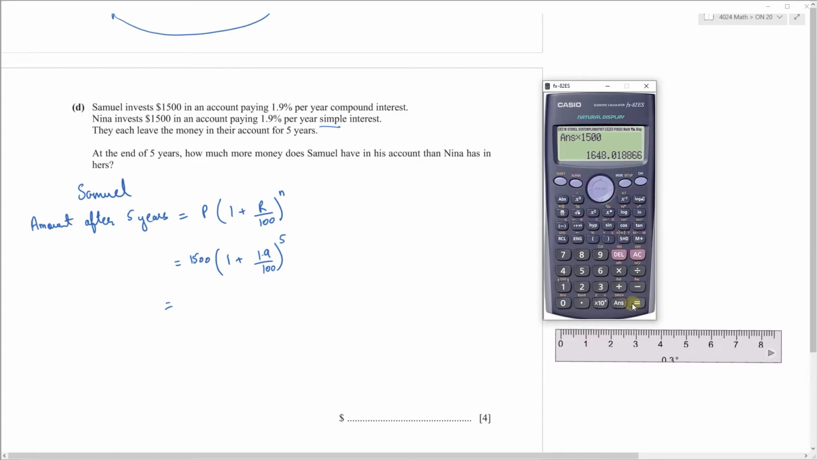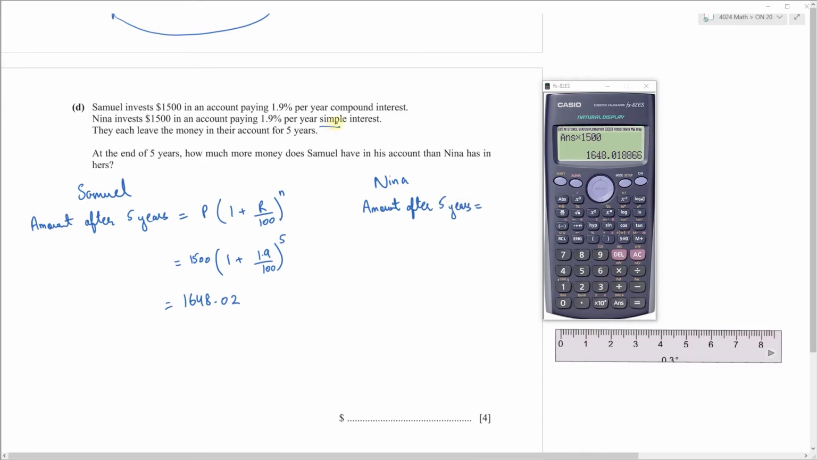So this is 1648.02 up to 2 decimal places. So this is the amount that Samuel will have after 5 years, and now we need to calculate the same for Nina as well. So amount after 5 years.